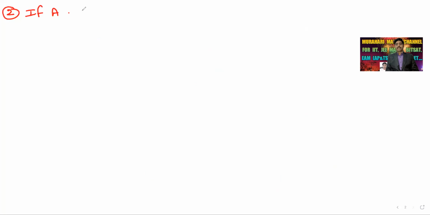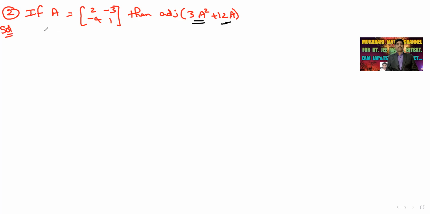If A is equal to [[2, -3], [-4, 1]], then we have to find the adjoint of 3A square plus 12A. Okay, first our target is 3A square plus 12A. First we have to find 3A square plus 12 into A.